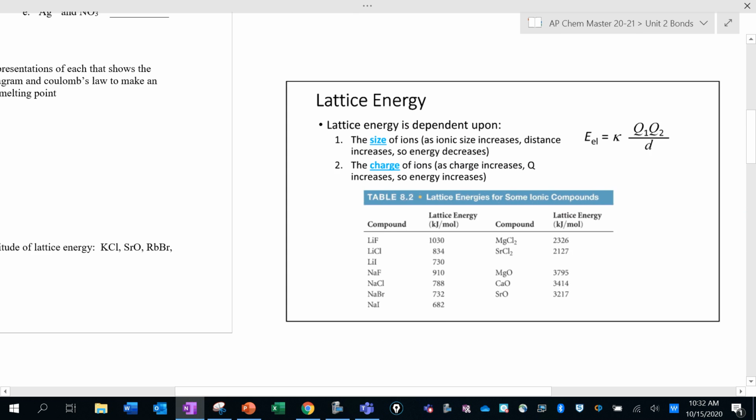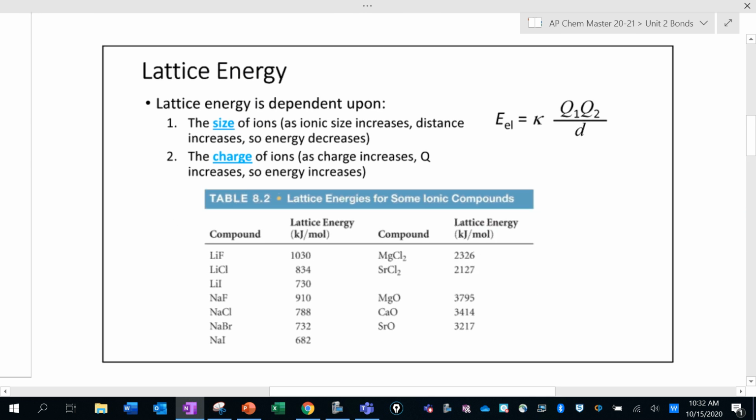So if I scroll over here and look at lattice energy, the lattice energy is basically like the bond energy. So it's related to the attraction between the ions. The technical definition is it's the energy released when the ions come and stick together and form that bond. So you can think of it as basically like the bond strength for ionic substances.